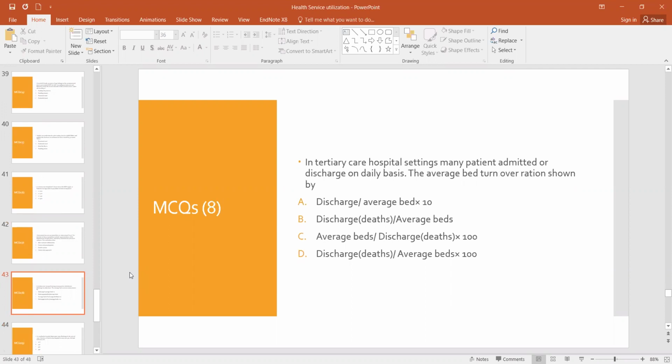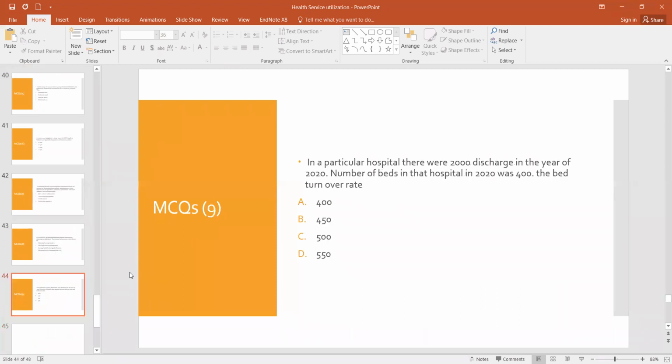In tertiary care hospital settings, many patients are admitted or discharged on a daily basis. The average bed turnover ratio is shown by which formula? D is the right answer: discharges including deaths, divided by the average number of beds in that hospital, multiplied by 100.